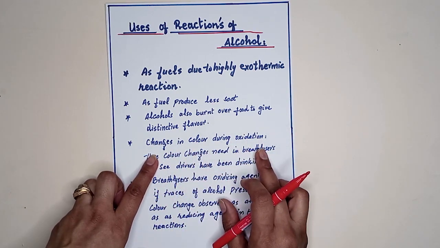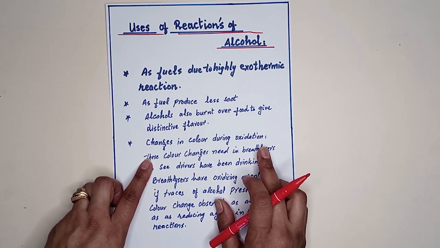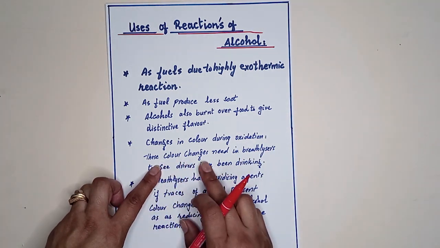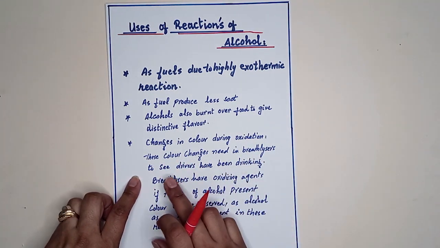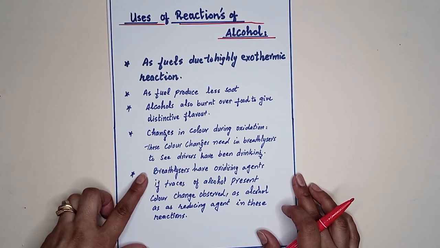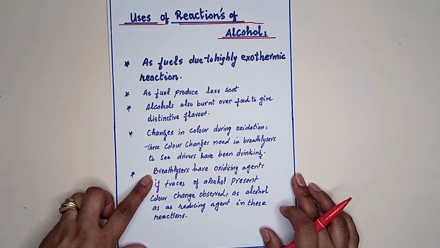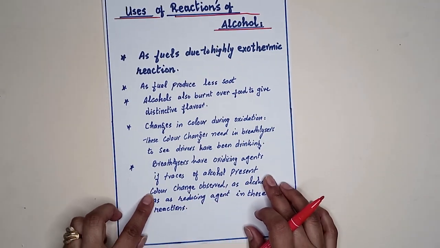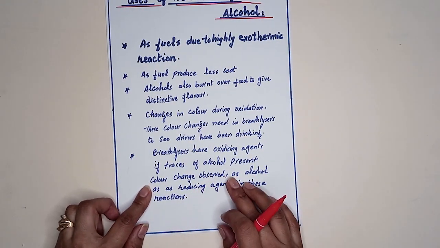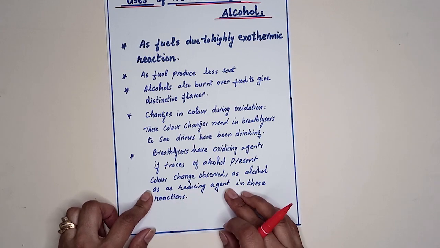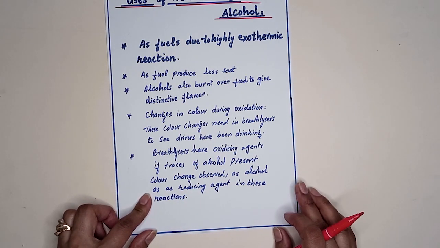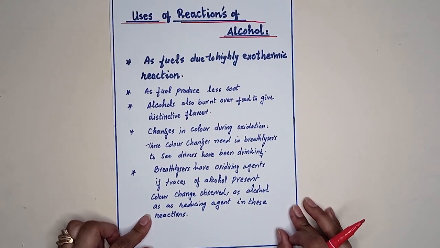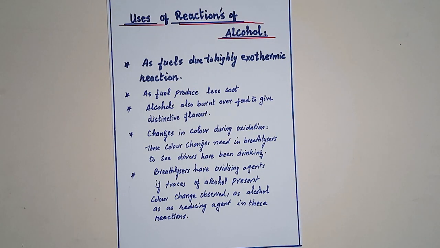Alcohols also burnt our food to give distinctive flavors. Next, the changes in color during oxidation: these color changes are used in breathalyzers to see if drivers have been drinking. Breathalyzers actually have an oxidizing agent in them. If traces of alcohol are present, then a color change is observed, as alcohol acts as a reducing agent in these reactions. So these are the very important uses of alcohols.